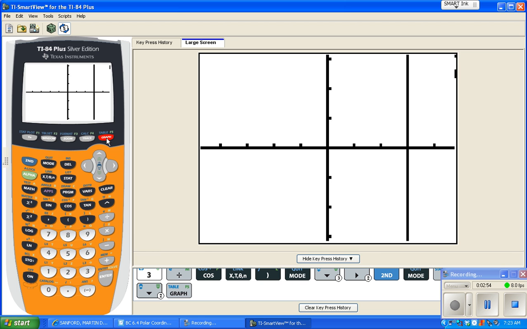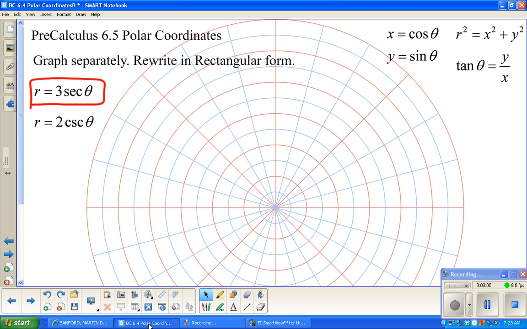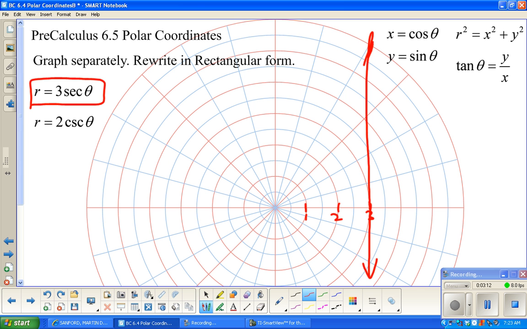Bizarre enough, this graph looks like just x equals 3. So what's that look like if we were going to graph it on this screen? Well, here's 1, 2, 3. That's how I'm numbering here. And it's just a vertical line. So this is kind of a weird one to graph on a polar screen, but that is what r equals 3 times secant of theta is.